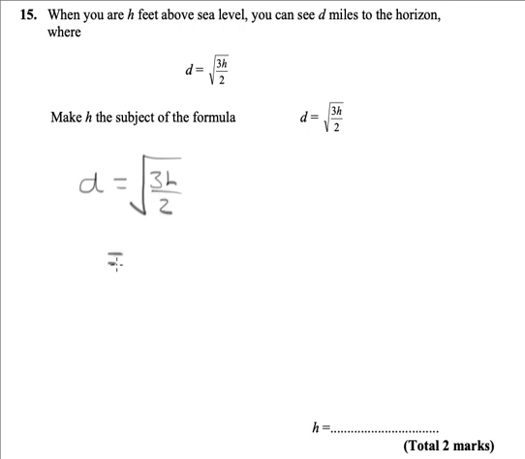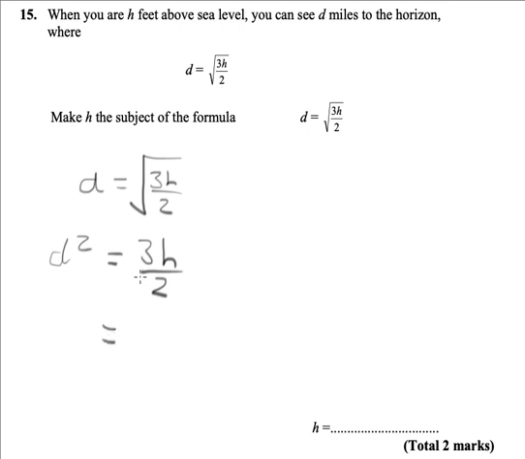Now if we've learnt anything from this video, it is that we need to do the inverse to move things around in our formulas and equations. So if we were adding, we would be taking away to undo that. If it was multiplying, we would then divide both sides of the equation to undo that multiplication. So here we've got the square root of 3h divided by 2. So the inverse of that is squaring. So that's going to leave us with d squared on this side of the equation, and then 3h divided by 2 over here.